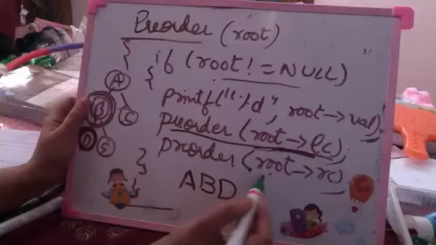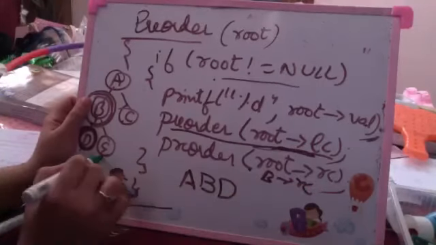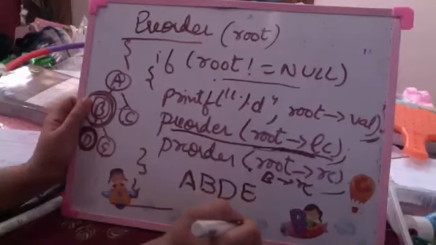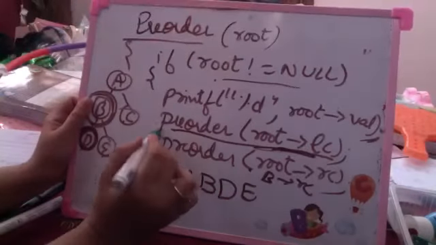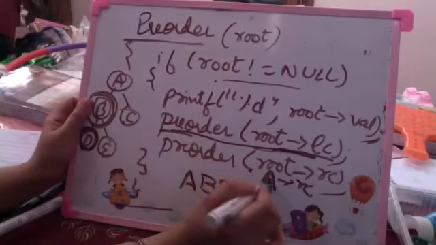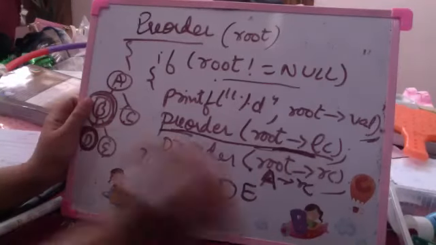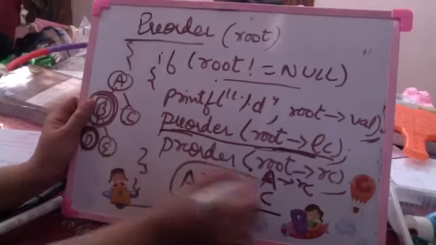Then you call it for B's right child. B's right child is E. You again call it, print E. E again does not have any children. Come back. From B come out to A. After that, you again call it for the right child of A. Then again C. Print the root. Go for children, no children. The traversal is complete.